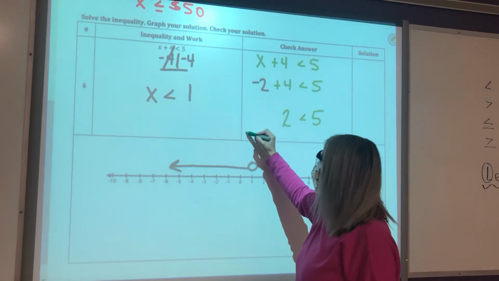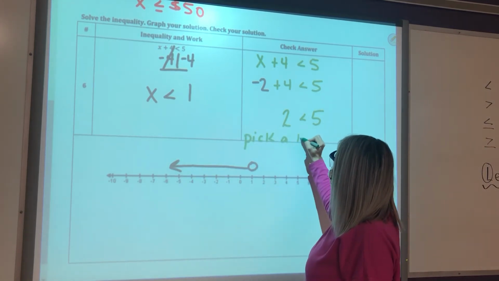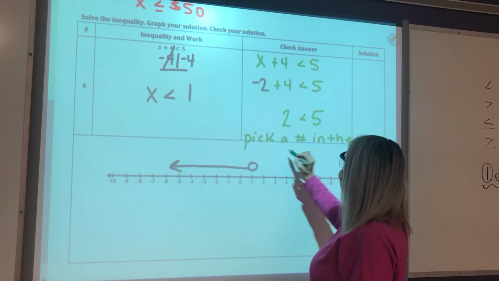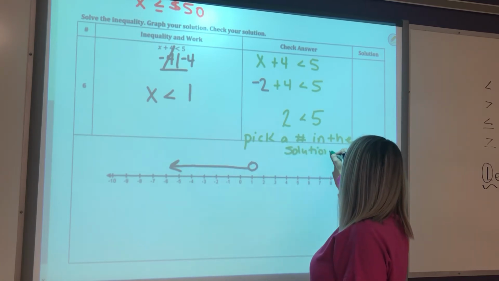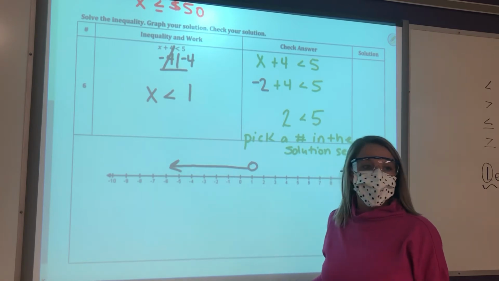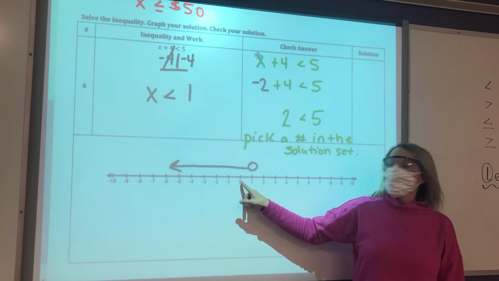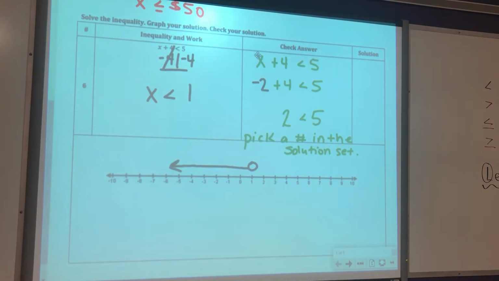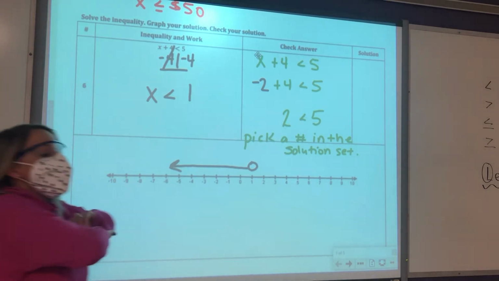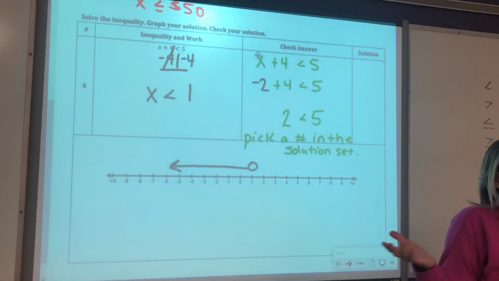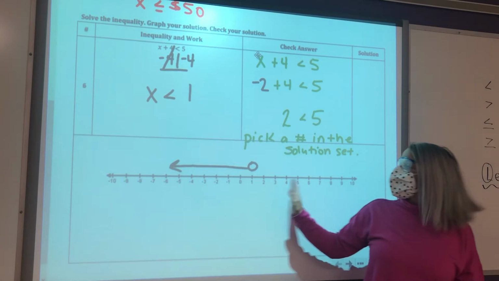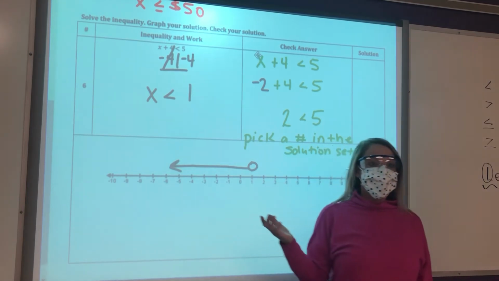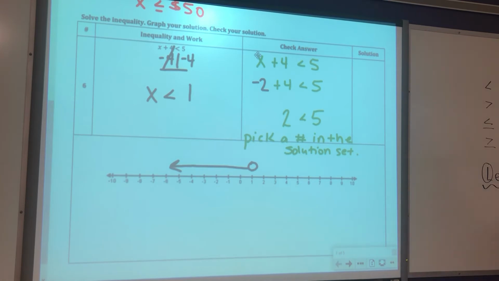So when you're checking, pick a number in the solution set. It can be any number. You could have picked 0. You could have picked negative 7. I could pick negative 435. Do I want to work with those numbers? No. But I could, because an inequality has thousands and millions and cajillions and an infinite number of solutions. Those solutions just can't be 1 or anything greater than 1.